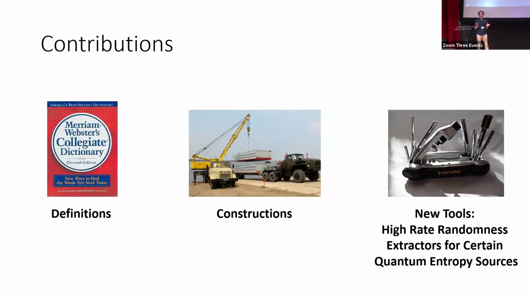In this work, we have 3 main contributions. The first one is a general definition of certified deletion for secret sharing beyond simply the 2 out of 2 access structure. We also give constructions for each of the actually 2 different definitions that we're going to give. And as a general tool that we use to construct these, we give new high-rate randomness extractors for certain quantum entropy sources.